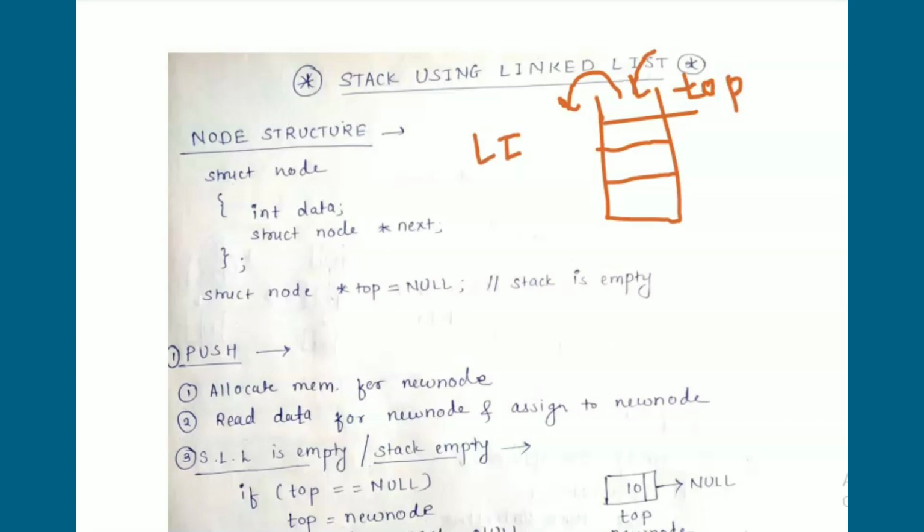Whatever data was inserted last comes out of the stack first. So if I insert data like 10, then 20 will be inserted on top of 10, 30 will be inserted on top of 20, and if I want to insert 40, it is inserted on top of 30. This is called a push operation. When I want to delete or remove data from the stack, the top element will be removed. That means 40 will be removed first, then 30, then 20, and then 10. That is nothing but last in first out operation.